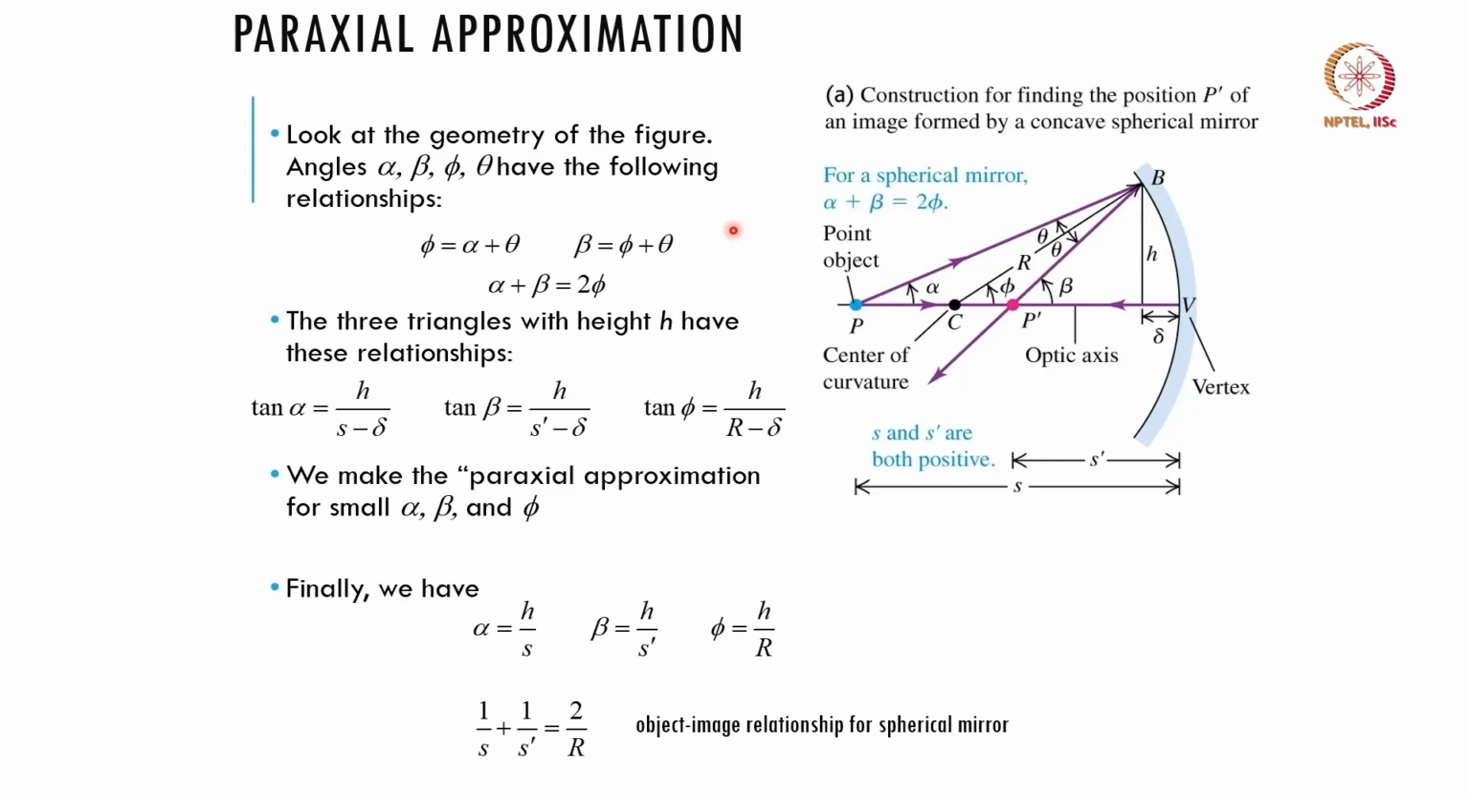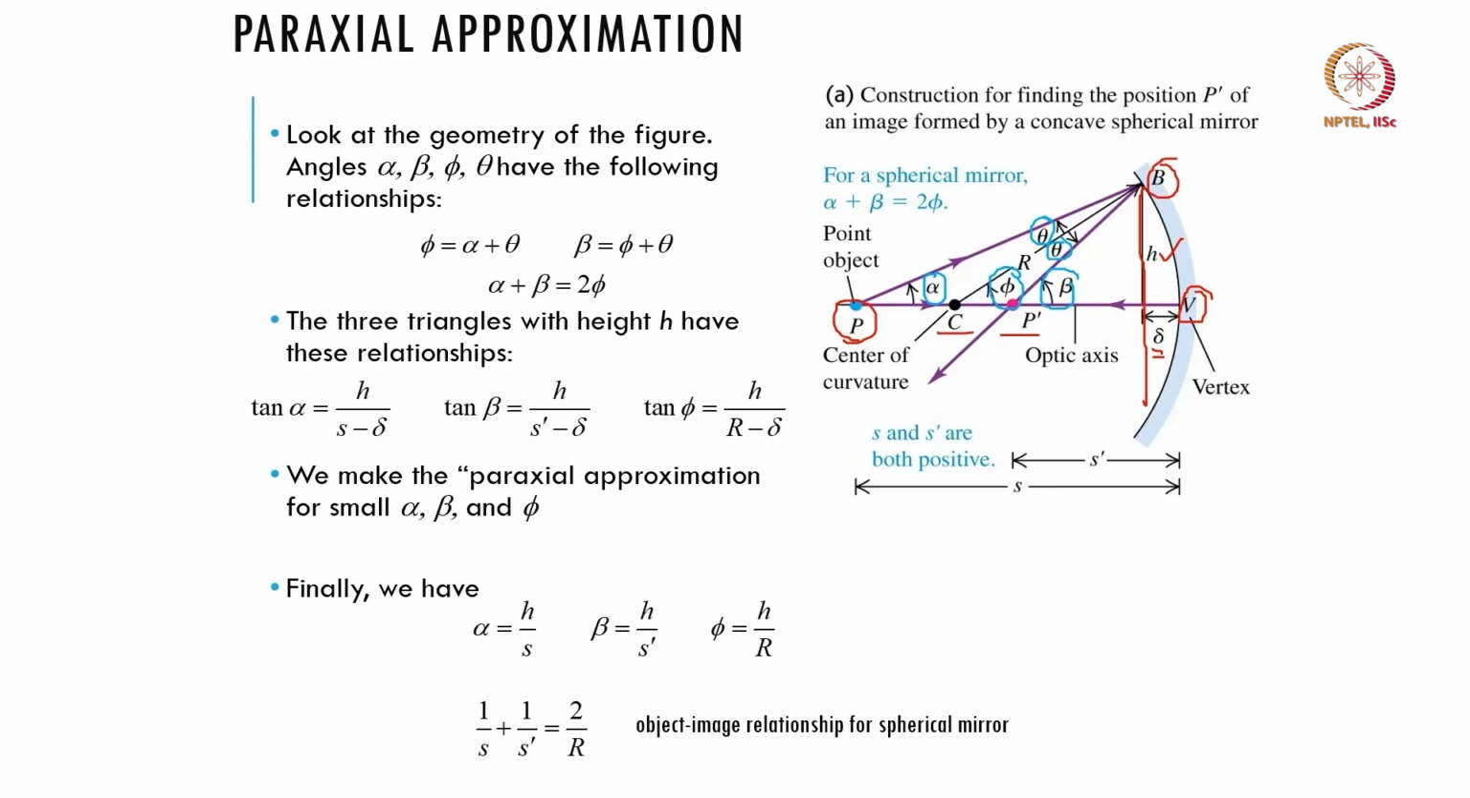Here, on the right side, we can see the schematic of the same, where P is your object, C is the center of curvature, P dash is the image, B is the point of incidence, and V is the vertex of the mirror. And if we drop a perpendicular from point B onto the optical axis, the horizontal distance between that perpendicular and the vertex is delta, and the height of B from the optical axis is h. Now, in this construction, we find many different angles. Alpha is the angle subtended by the incident ray with the optical axis, beta is the angle subtended by the reflected ray with the optical axis, phi is the angle subtended by the normal with respect to the optical axis, and theta is the angle of incidence and reflection with respect to the normal.